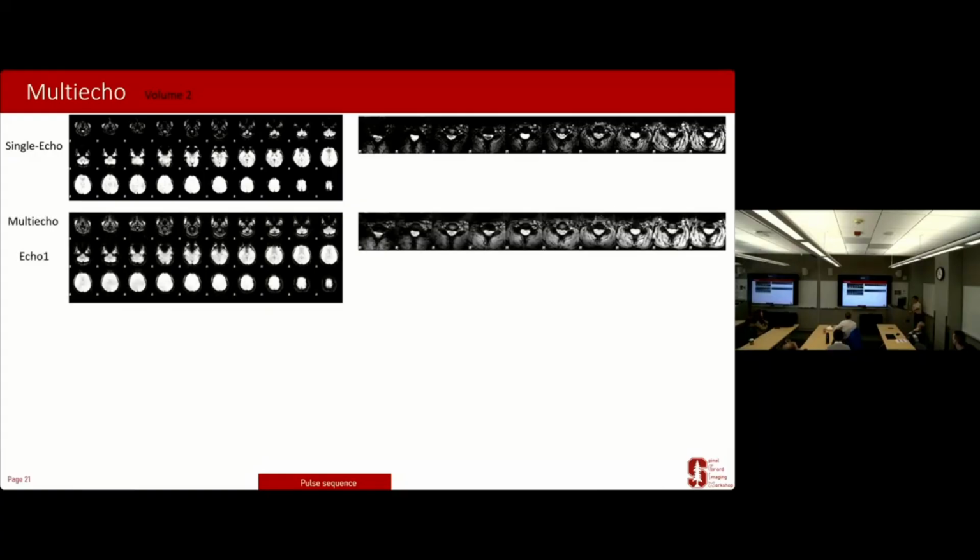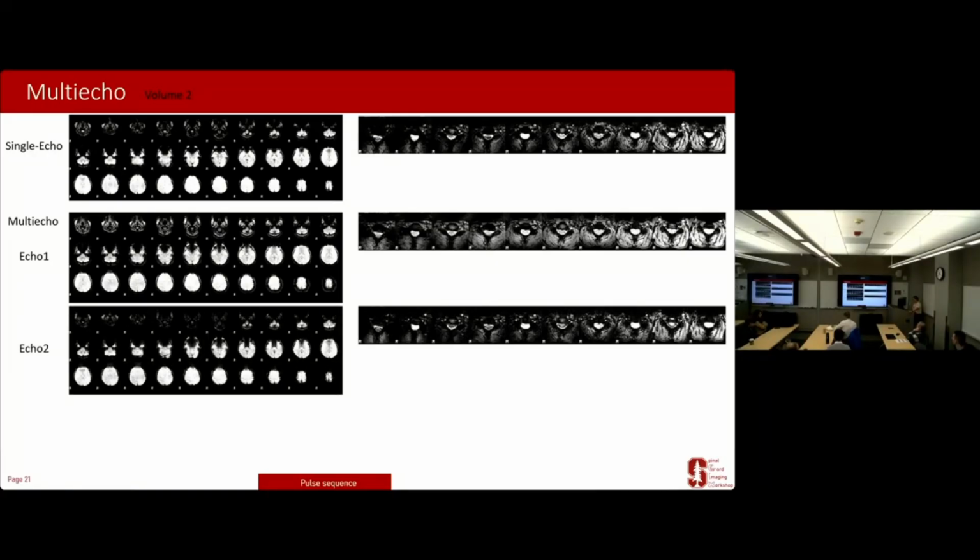The first echo from the multi-echo acquisition has a TE of 13.6. A lot of the signal dropout around the frontal regions is not there, and the spinal cord images look beautiful.